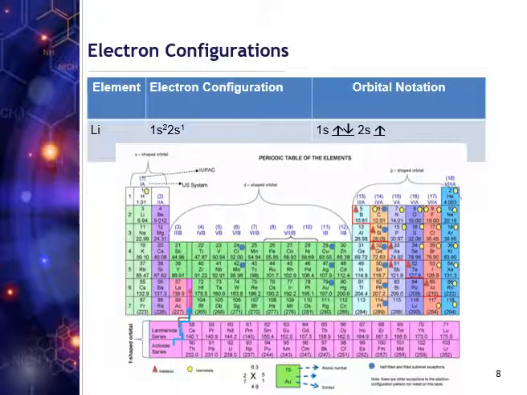Lithium: we keep ends of rows and ends of sections. The end of the first row is helium, 1s2. We're going to add to it. Lithium is on the second level, s shape. It's the first box, 2s1.